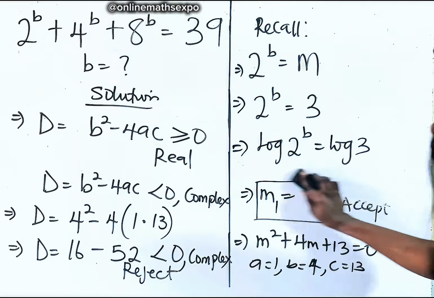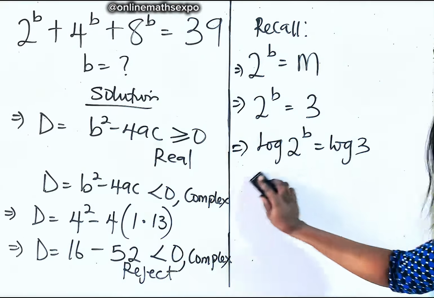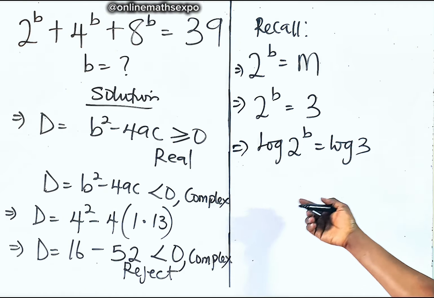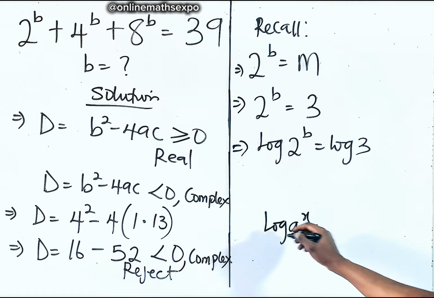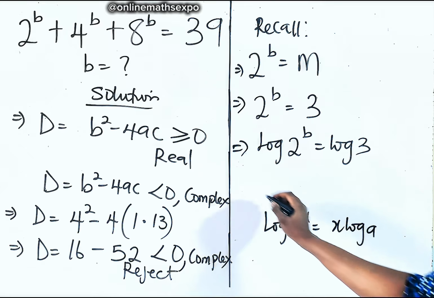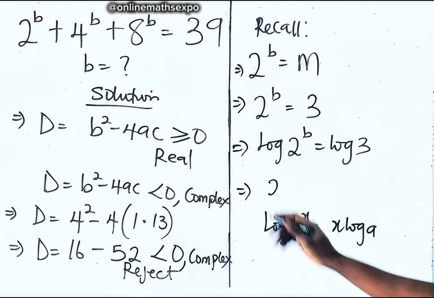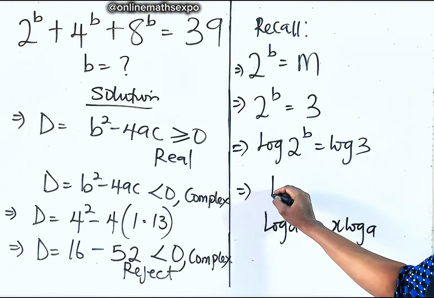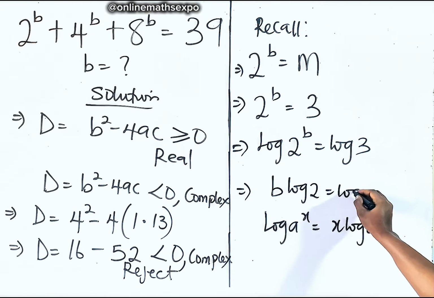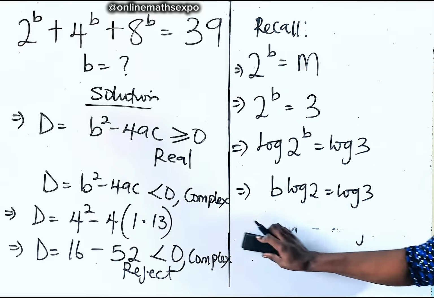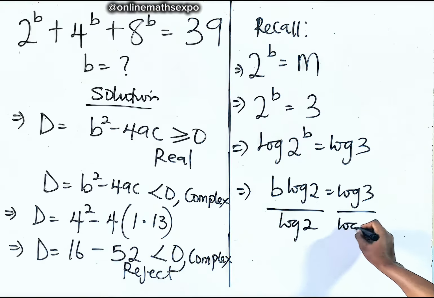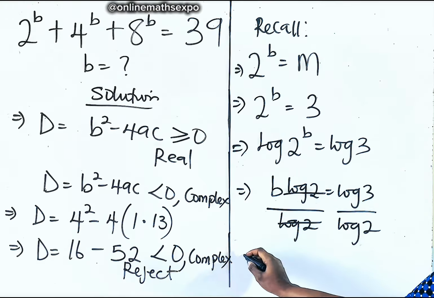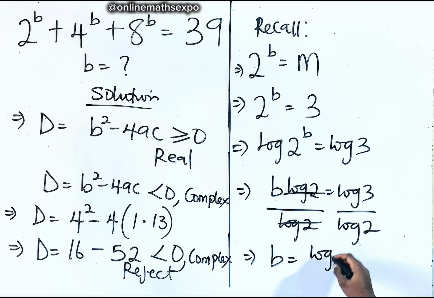So what you do next is remember, for every log of a to the power of x, the power multiplies, so it gives you x log a. So this multiplies, it gives us b log 2 is equal to log of 3. Now what do you do next? Because we want to find b, divide both sides by log of 2, and this cancels. So we have b is log of 3 divided by log of 2.